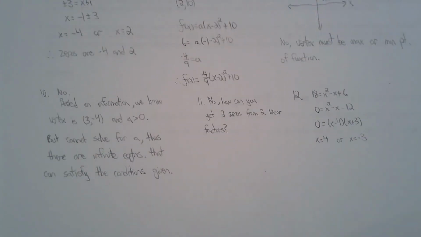For question 10, basically what they gave us tells us the vertex. And yeah, with the vertex, I can tell you an infinite number of quadratic functions. Okay, so yeah, I need to know a specific point in order to solve for the value of a. Otherwise, I have an infinite number of quadratic functions that can satisfy the given conditions at the moment. For number 11, no, I can't have 3 zeros. So what I wrote is really nice. How can you have 3 zeros from 2 linear factors? Just not possible.